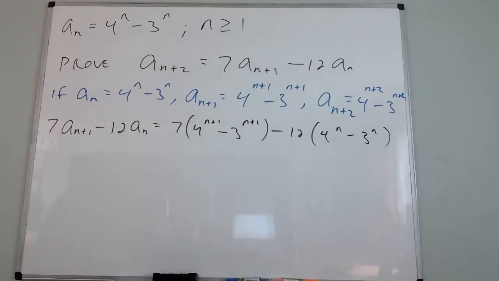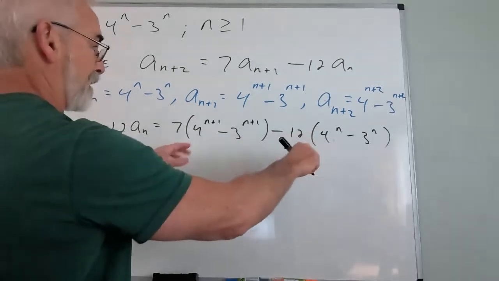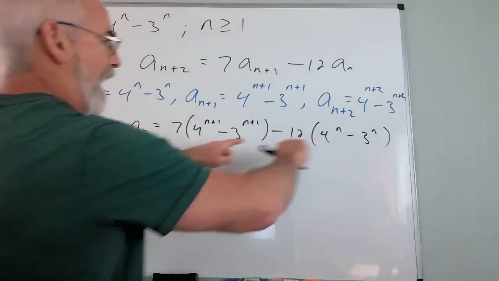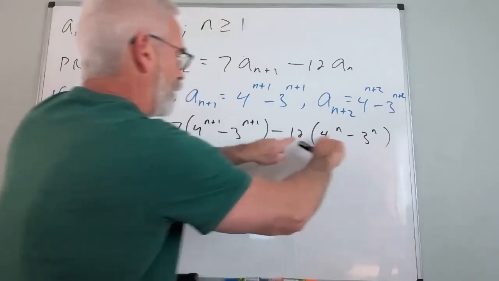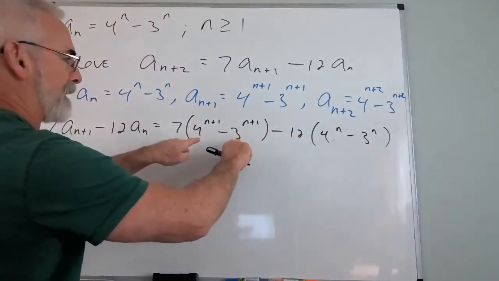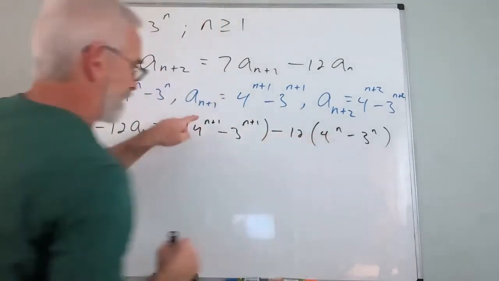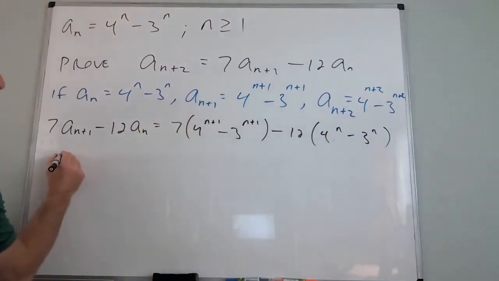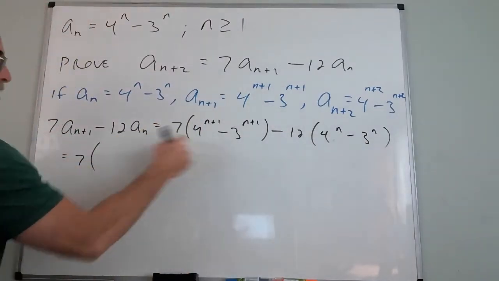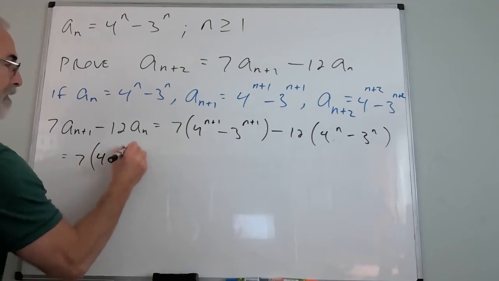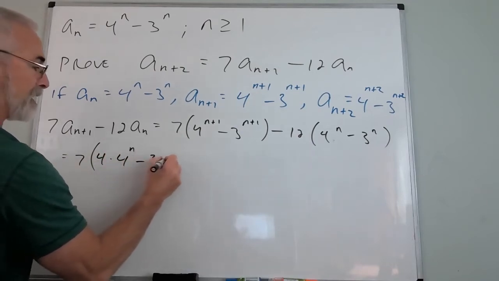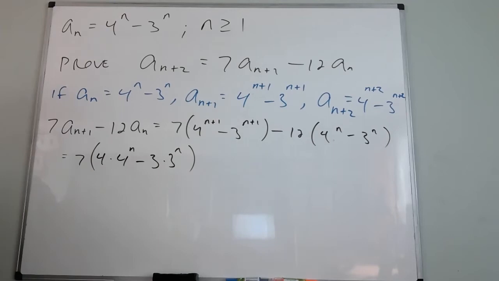Now, what do I want to do with that? Well, with that, I want to manipulate it. If nothing else, let's manipulate it in such a way that we get the 4 to the n's and the 3 to the n's by themselves. It's going to be harder to make this term look like this term, but it'll be easier to make this one look like this one. See, I can pull down one of the exponents. So that would be 7 times 4 times 4 to the n minus 3 times 3 to the n. You see.